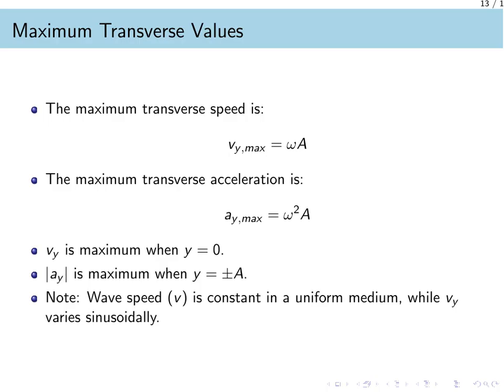The speed at which the medium moves is different from the wave speed. The maximum transverse speed is equal to the angular frequency times the amplitude, and this occurs when the element passes through the equilibrium position at y equals 0. The maximum transverse acceleration is the angular frequency squared times the amplitude, occurring at the maximum displacement points. While the wave speed remains constant in a uniform medium, the transverse speed of the elements changes sinusoidally.